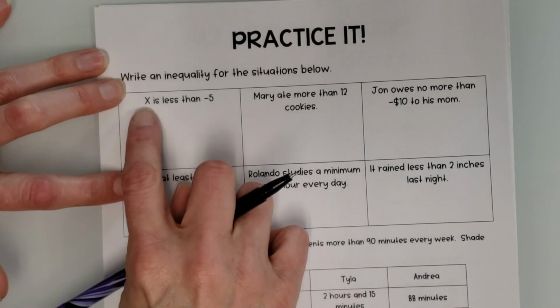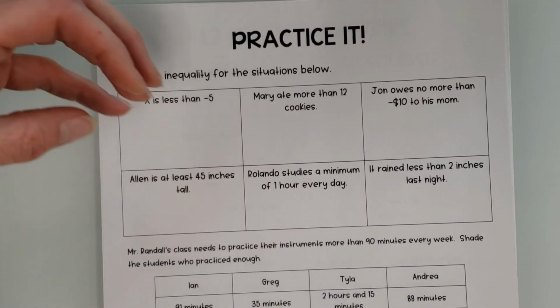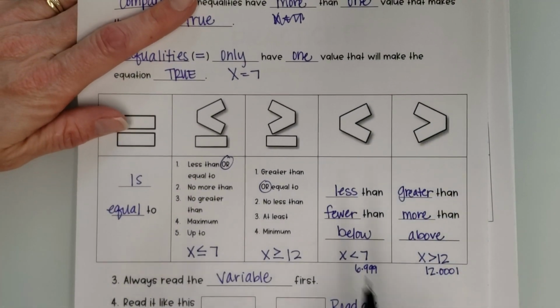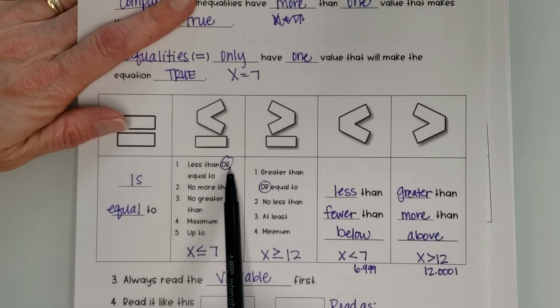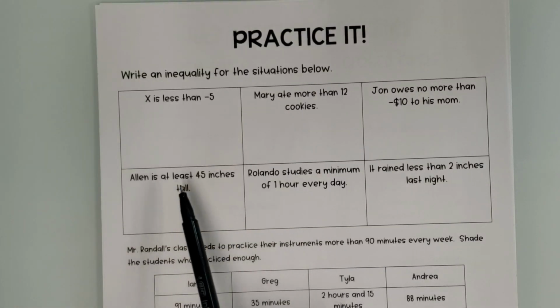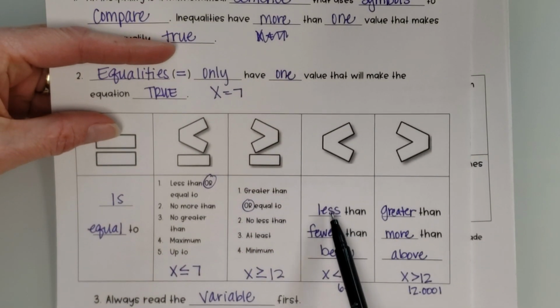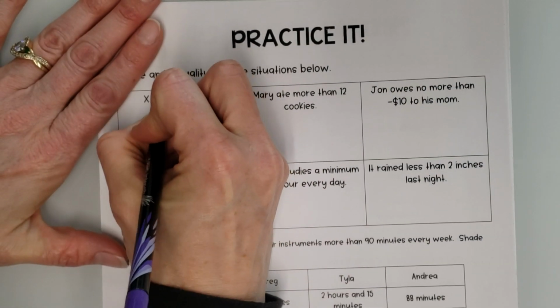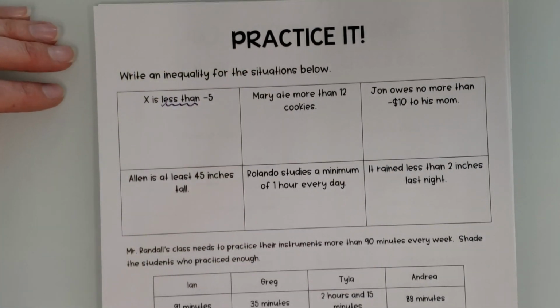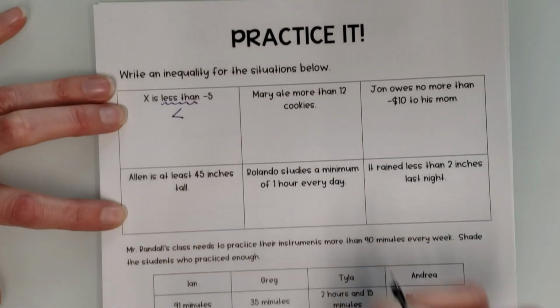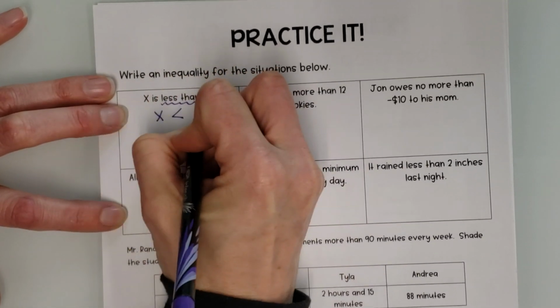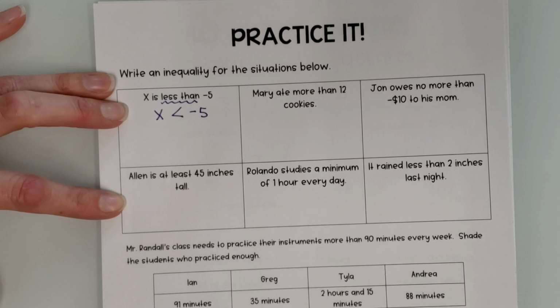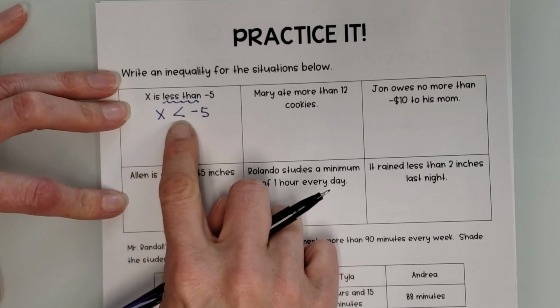So we've got x is less than negative 5. If we come over here, you can see that this one is less than or equal to, and that didn't say or equal to. It just said less than. So the less than point right there keys us in to let us know that it's going to look like this, and then x and negative 5. x is less than negative 5.